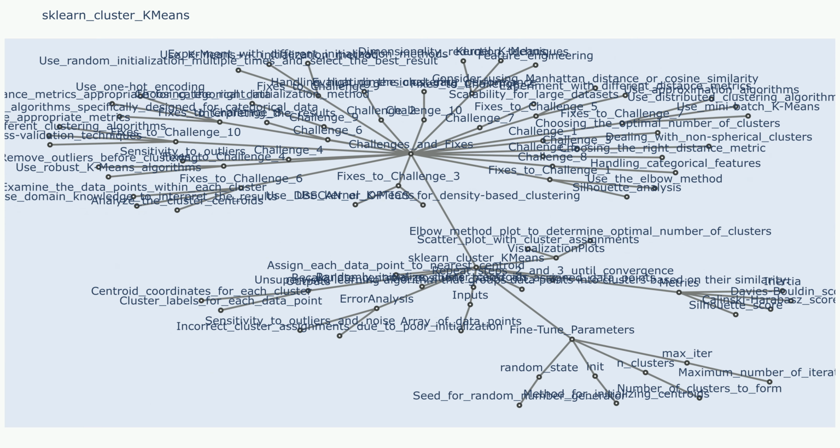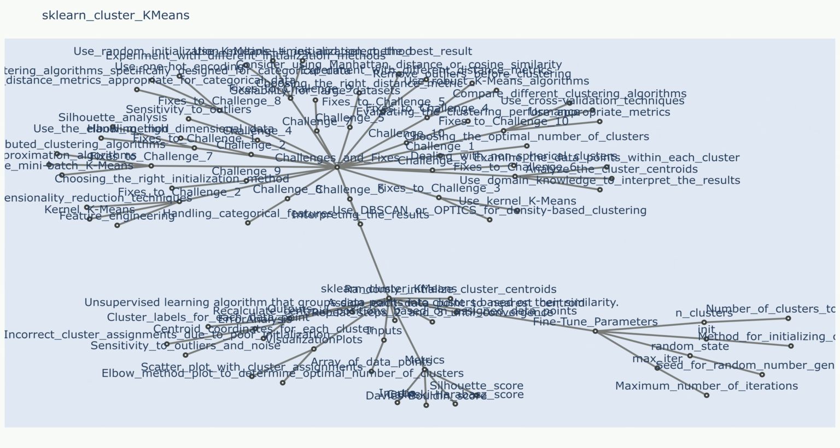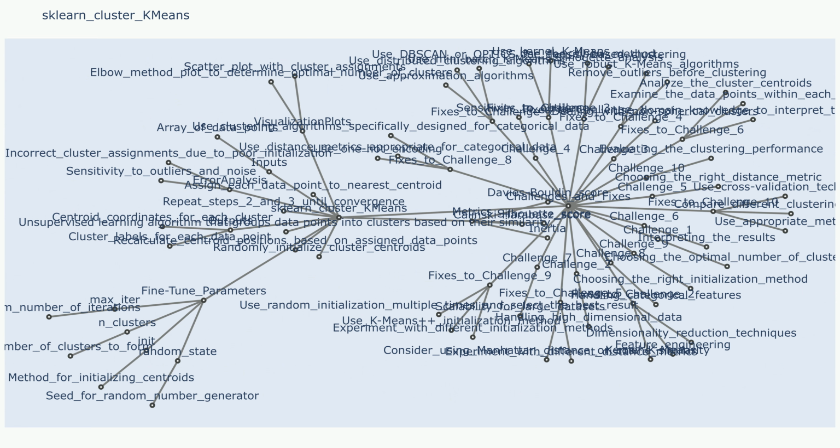Challenges and fixes. Challenge 1: choosing the optimal number of clusters K. Sample use case that resulted in challenge 1: if the number of clusters is too low, it might lead to underfitting, where data points from different clusters are grouped together. If the number of clusters is too high, it might lead to overfitting, where the clusters are too specific to the data and might not generalize well to new data. Fixes to challenge 1: use the elbow method or silhouette analysis to find the optimal value of K.